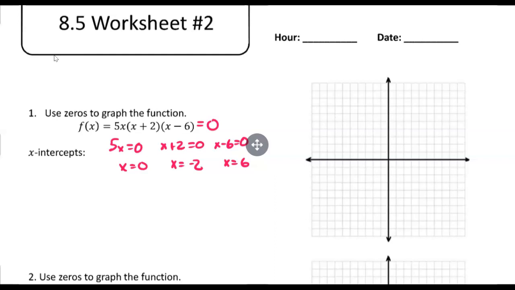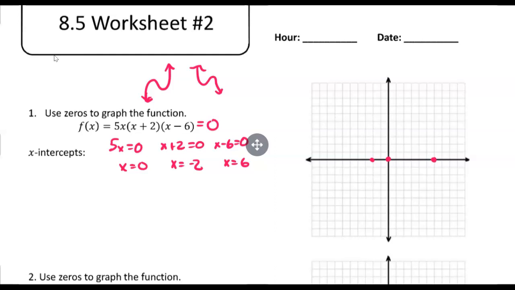When they have 3 x-intercepts, what that's telling us is they are at least a cubic function. So it's going to have a shape like this, or like this. And so how we're going to figure that out is we're just going to go ahead and put our x-intercepts at 0, at -2, and at 1, 2, 3, 4, 5, 6.